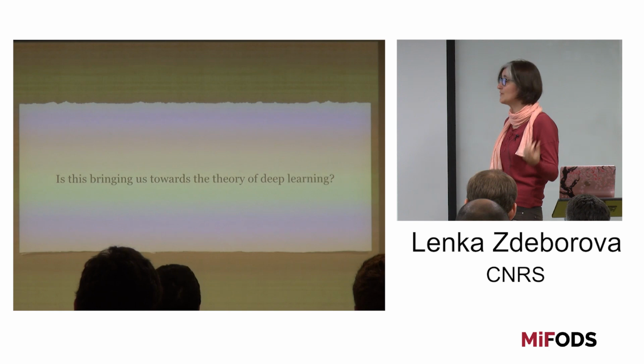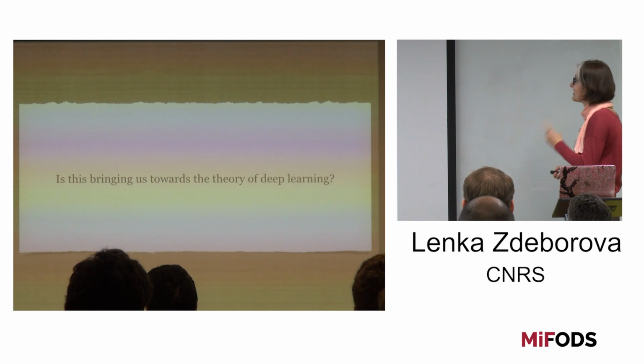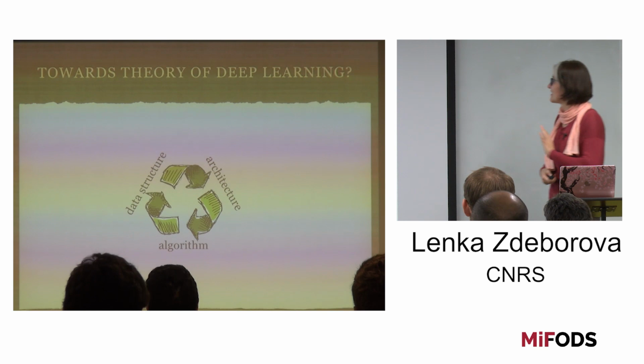Okay, but before going to understanding this gap between gradient descent and approximate message passing, let me be critical with myself, and answer your question. Is this bringing us towards the theory of deep learning? So let me go back to my triangle. I want this to be realistic in these three ingredients.